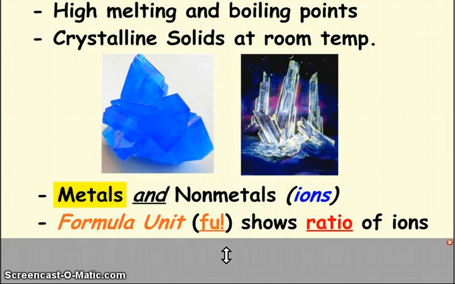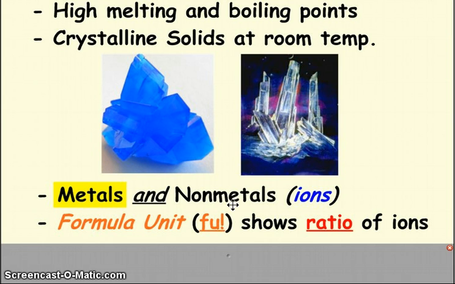Now, ionic compounds must have a metal and a nonmetal because we need a positive and negative ion to come together. Our metals form the positive cations. Our nonmetals form the negative anions. Are there exceptions to this? Of course. Ammonium, for example, is a polyatomic ion, NH4, with a +1 charge. Well, nitrogen is a nonmetal, so is hydrogen. So we can have ionic compounds without a metal.